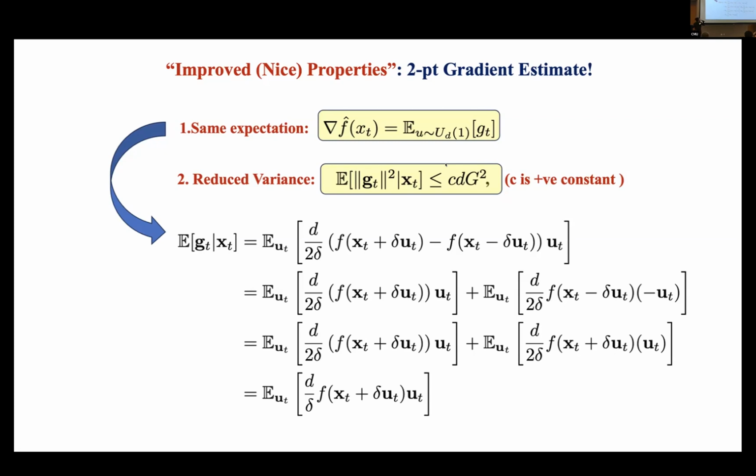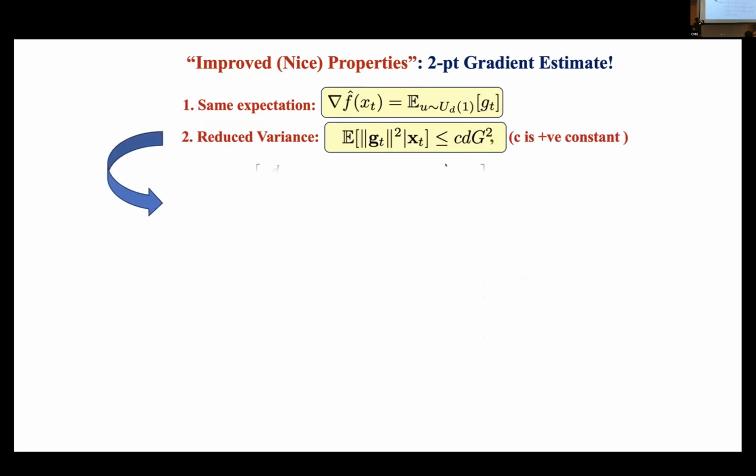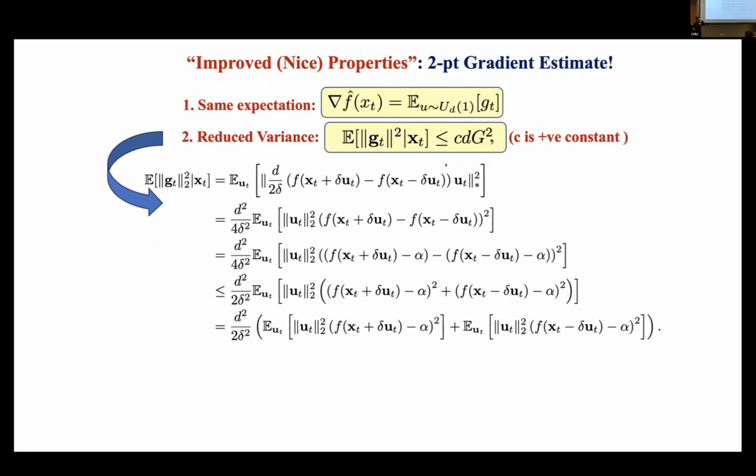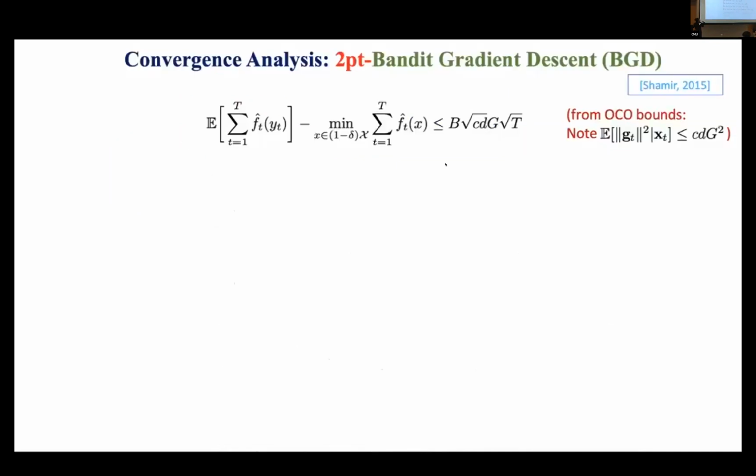I'll not go into the proof of this, but these are the two properties in yellow which we are going to exploit in the convergence analysis. So we'll see how. This is a proof of how we bound the norm.